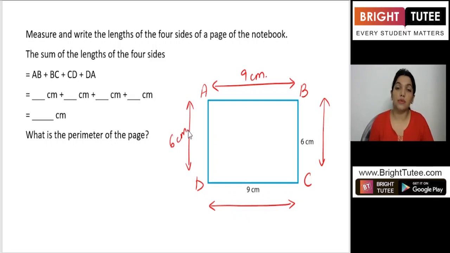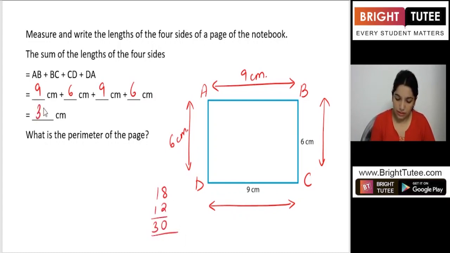So let us write it down here. The sum of the lengths of the four sides where AB equals 9, BC equals 6, CD equals 9 and DA equals 6 centimeters. So what is the sum of them all? 9 plus 9 is 18 and 12. So it is 30 centimeters.